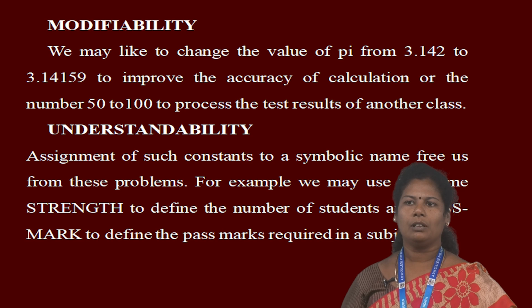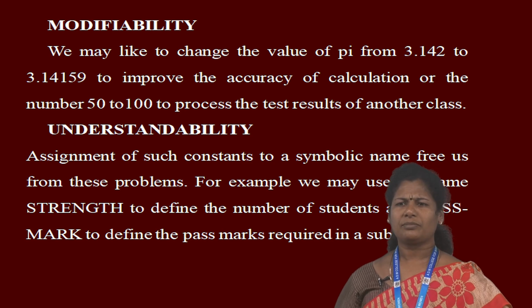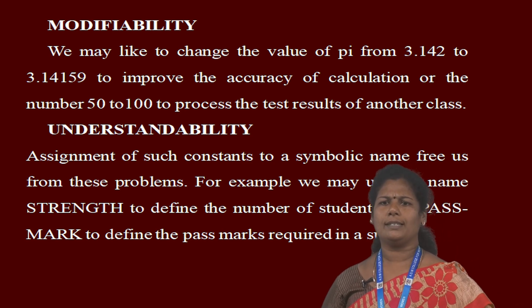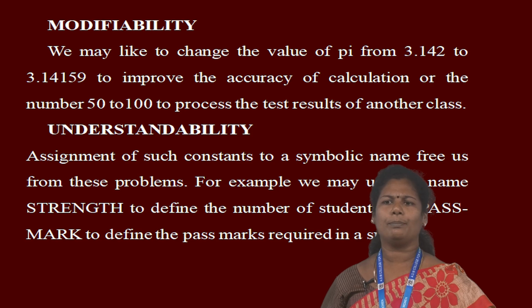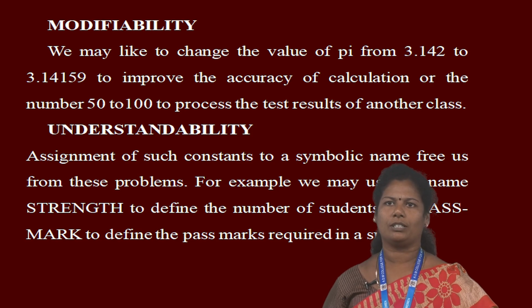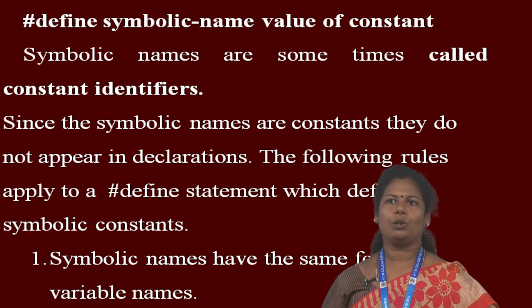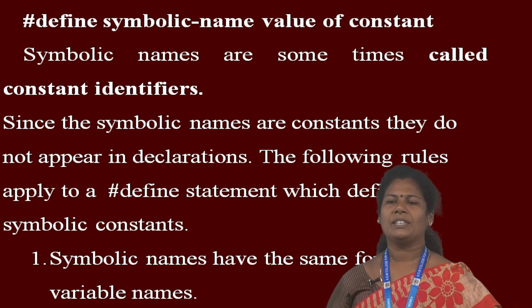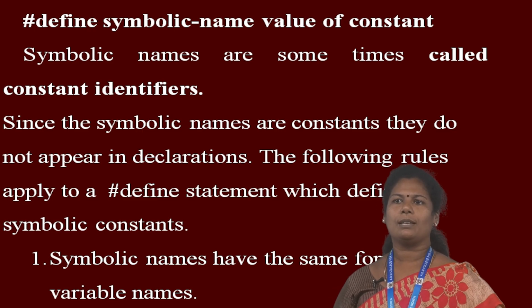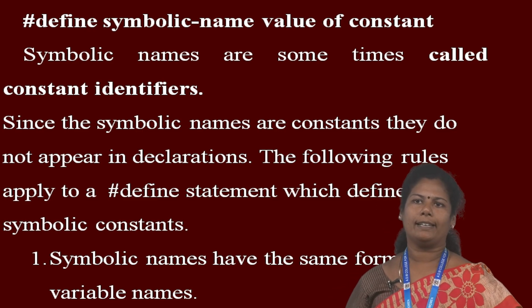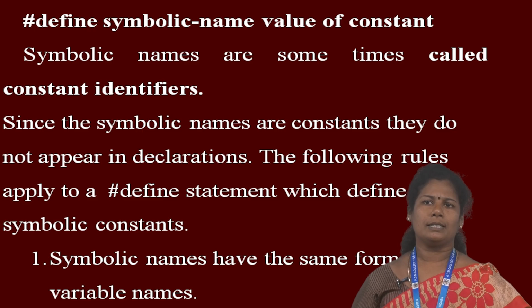For example, use the name strength to define the number of students and passmark to define the pass marks required in subjects. #define symbolic-name value-of-constant. Symbolic names are sometimes called constant identifiers. Since the symbolic names are constants, they do not appear in declarations.